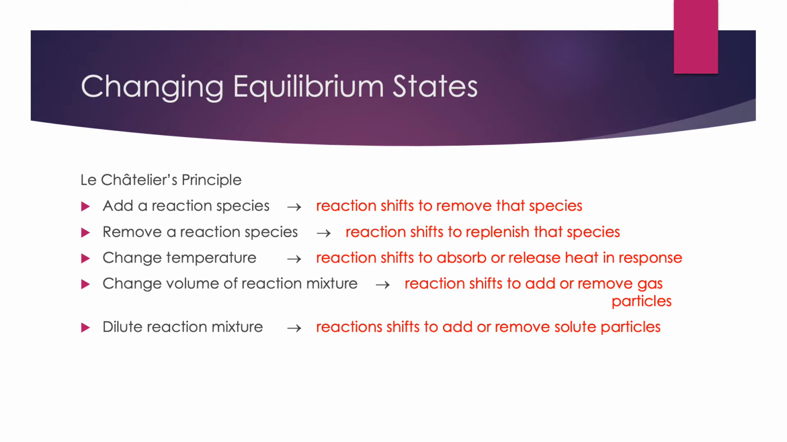We also know that we can change the volume, and this will affect, for example, gas phase reactions, because if we increase the volume, making all of the pressures lower, the reaction will respond in order to add more gas particles to the mixture, and so it opposes the change by increasing the pressure again. The same thing would happen with diluting a reaction mixture. That really works the same as increasing the volume of a gaseous reaction.